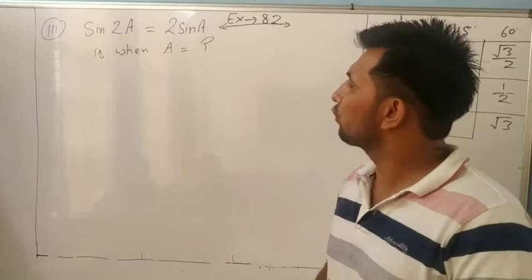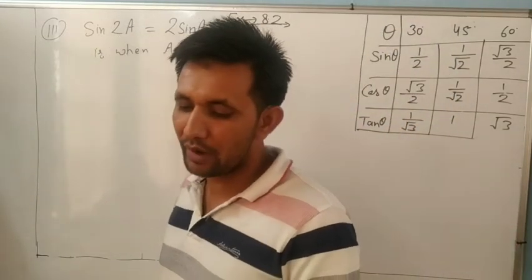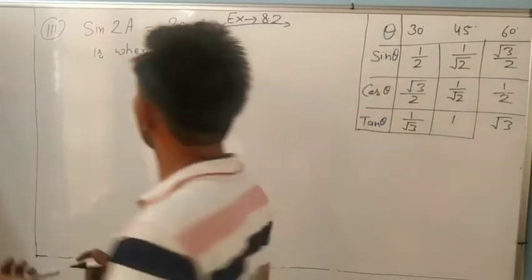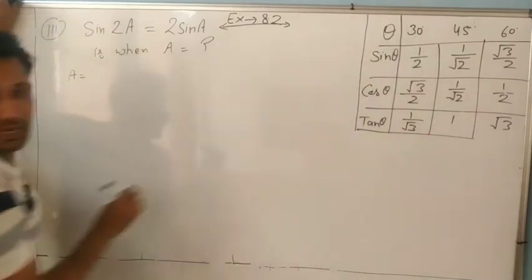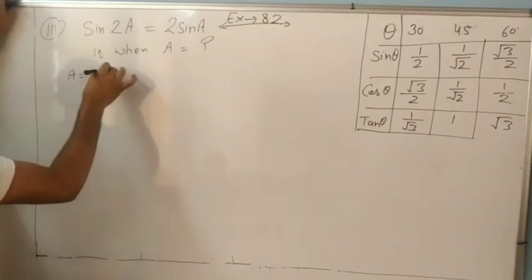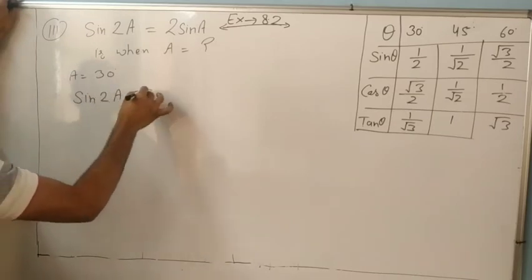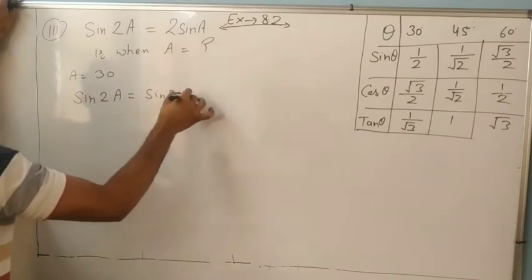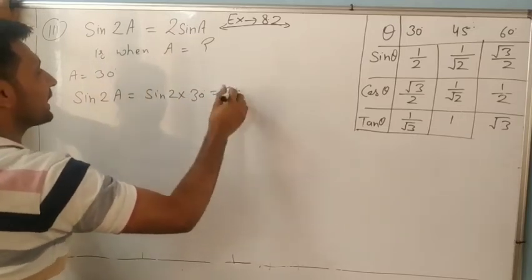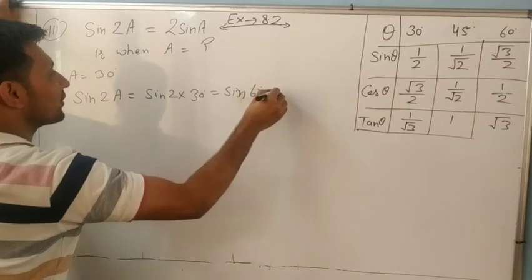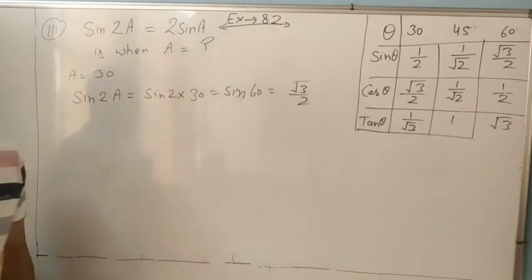Okay dear. So first, what is the given answer? 0 degree, 30 degree, 45 degree or 60 degree. So look, first suppose we take A as 30 degree. So sin 2A, how much? Sin of 2 into A. A is 30, so it becomes sin 60. Sin 60 is root 3 upon 2 dear.